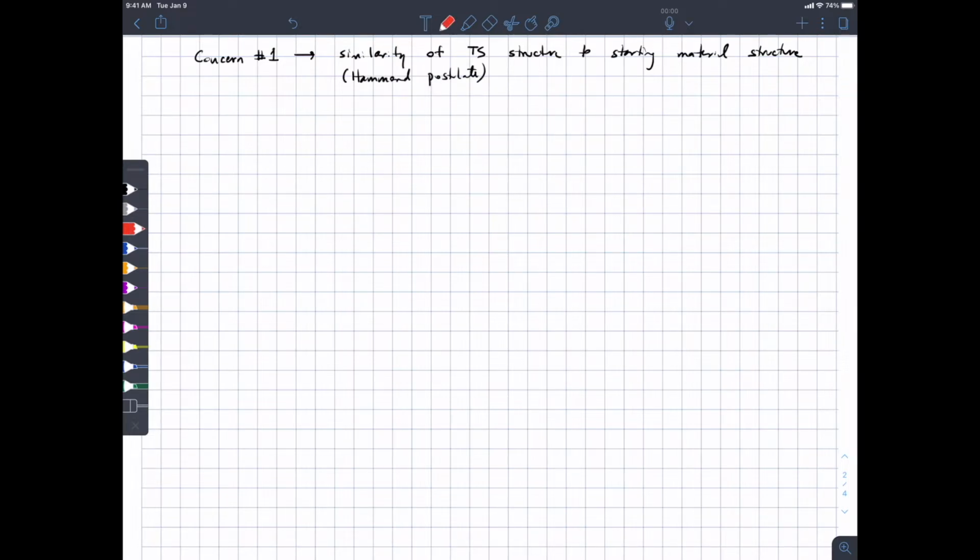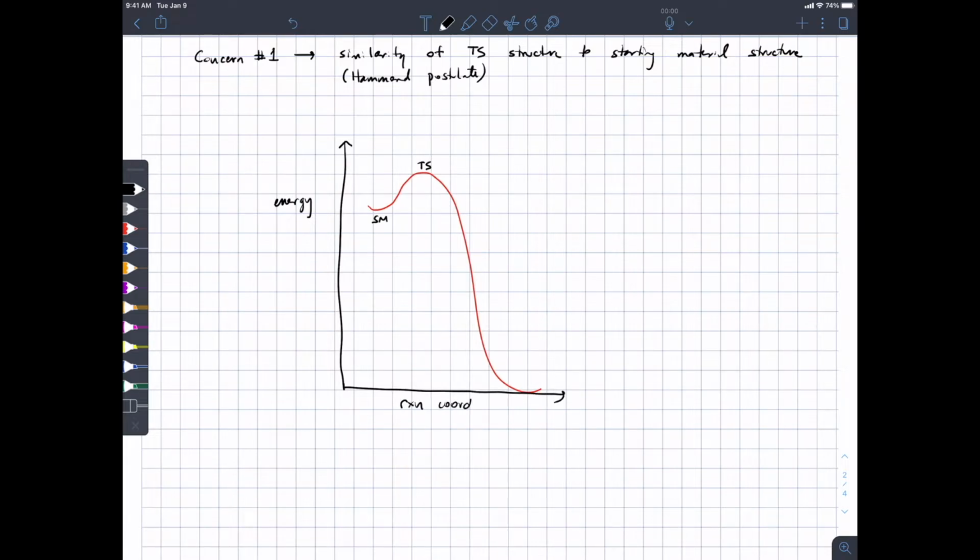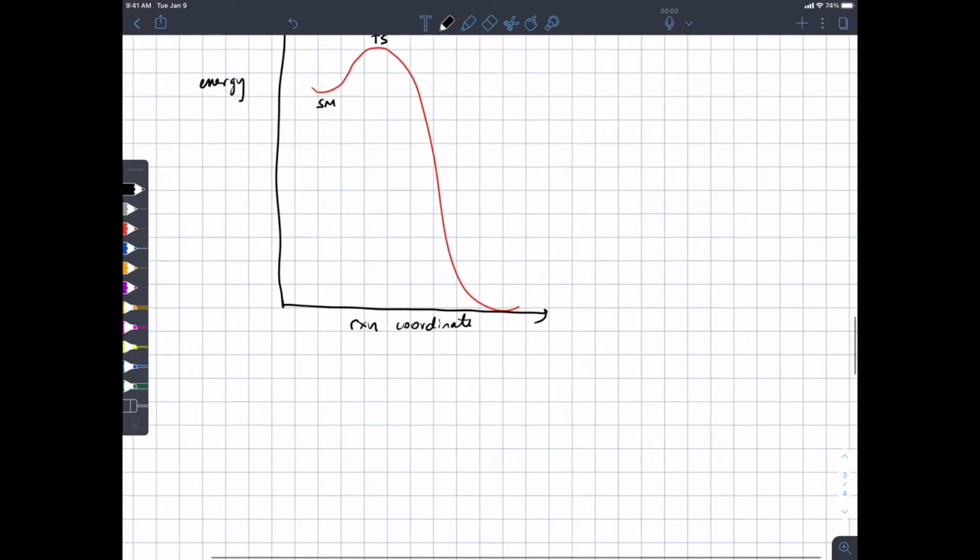Let's imagine a very exothermic reaction where the transition state is very close in structure to the starting material. Here's your transition state, here's your starting material. And of course, on this axis, we have energy, and on this axis, we have reaction coordinate. And usually that reaction coordinate is related to a particular vibration.